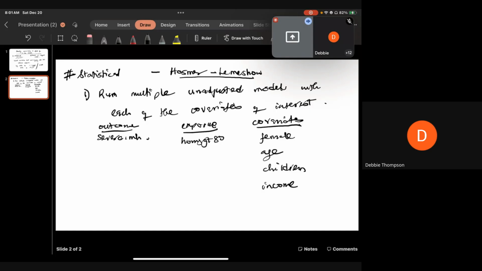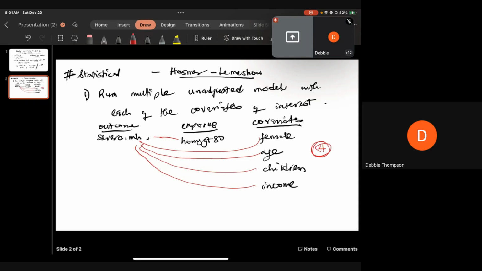So you will now run a model. This is the model you're really interested in. But you will now run a model comparing this to this, this to this, this to this, separate models. So if you have 4 covariates, you have 4 models. And for each of these models, you will look at the p-value that you obtain.